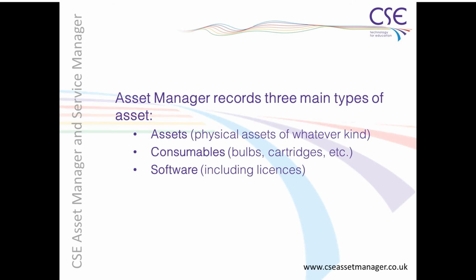Assets covers most of our physical assets. Consumables, as you'd expect, the consumable items we use on a regular basis and whose stock we want to monitor. And software looks after our software assets and allows us to monitor licensing compliance.